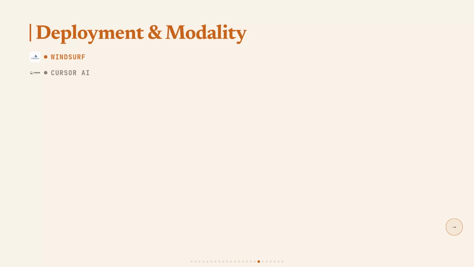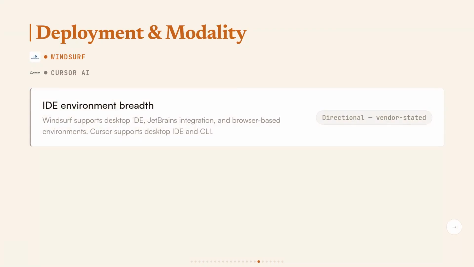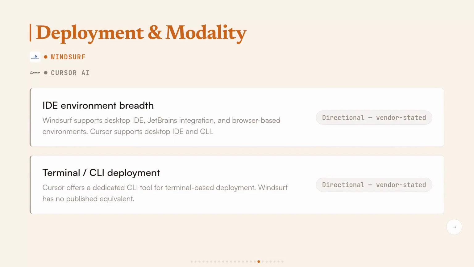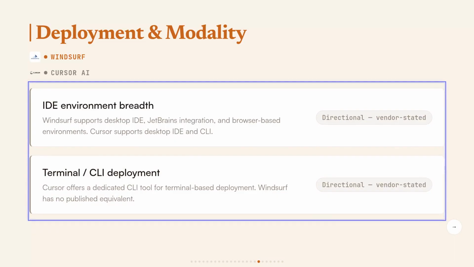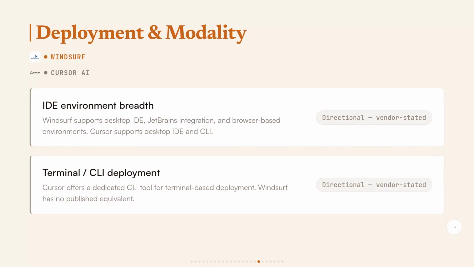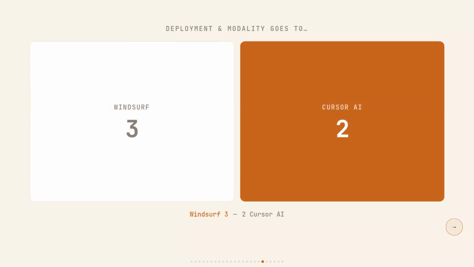Cursor AI has a dedicated CLI tool for terminal native and CI/CD pipeline workflows, vendor stated, and Windsurf has no published equivalent. Windsurf counters with JetBrains and browser-based support that Cursor doesn't publicly match, but for teams running headless automation, Cursor AI's CLI is the only option on the table. Cursor AI takes deployment. Its CLI tool is a decisive differentiator for terminal native workflows, and Windsurf simply doesn't have a published answer to it. That closes the final score at Windsurf 3, Cursor AI 2.